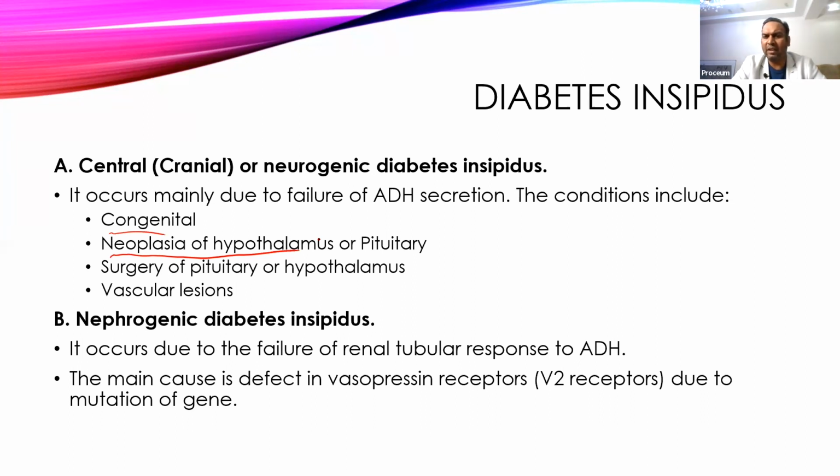So these are the causes of diabetes insipidus when the ADH concentration is low. Another condition is where the ADH concentration is normal, but the kidneys fail to respond to ADH. It occurs because of a mutation of the gene that causes defective vasopressin receptors. The V2 receptor is defective, and ADH is not acting on the kidney.